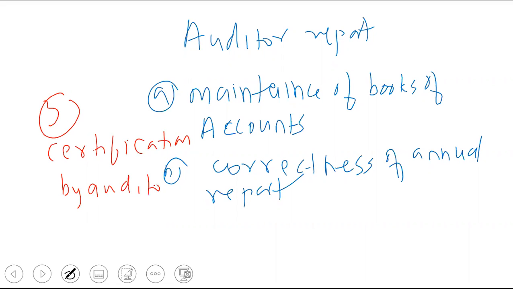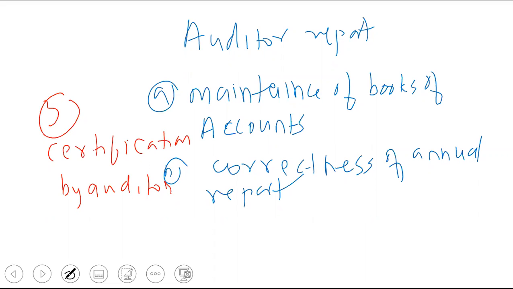Certification by the auditor. So in the annual general body meeting, the annual report is first prepared by the company, then it will go before the auditor for the final signature. Only the audited statement has value. The annual report will not have value until and unless it is audited by a certified auditor.